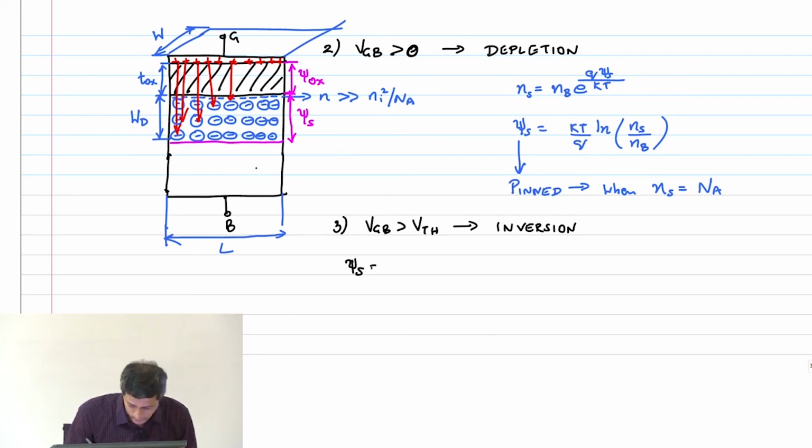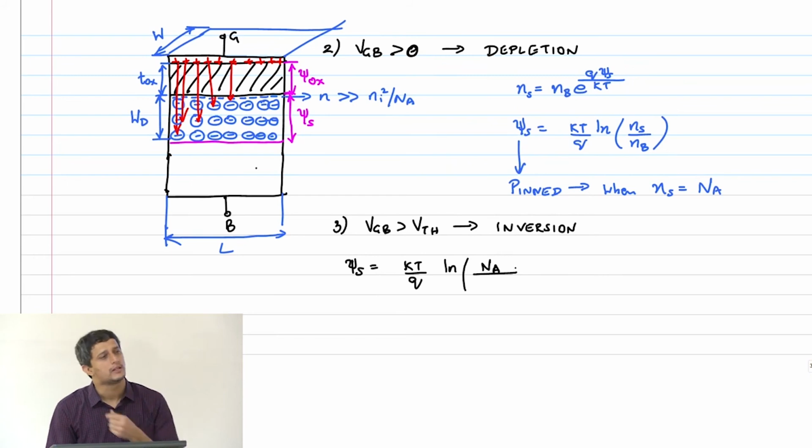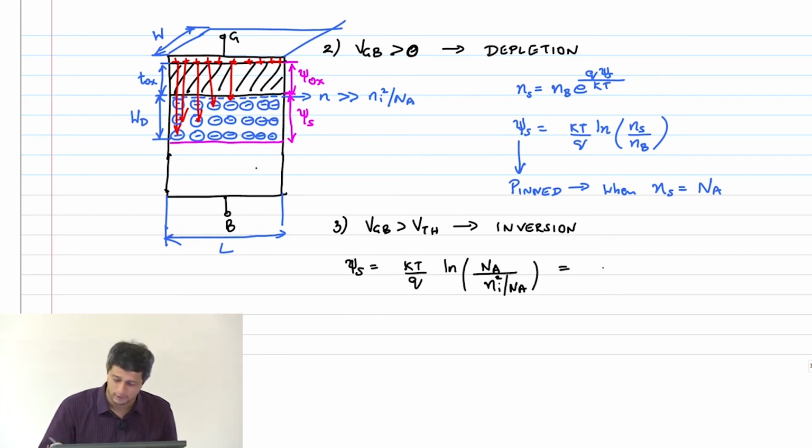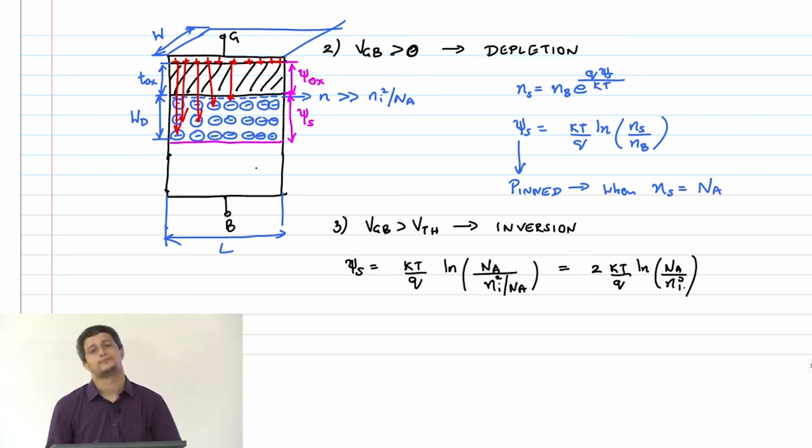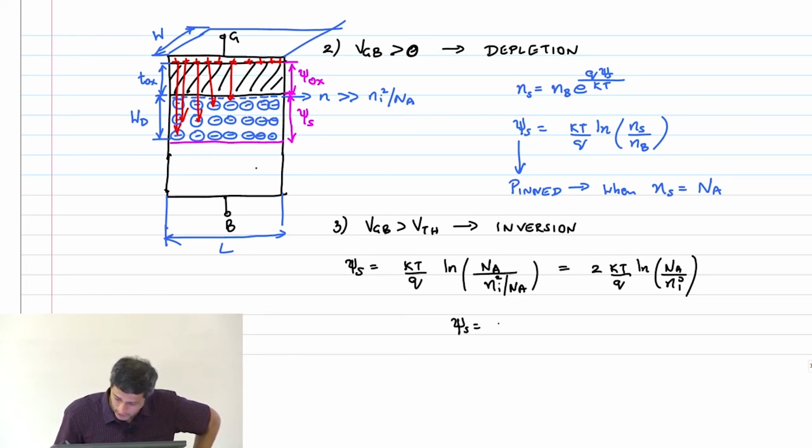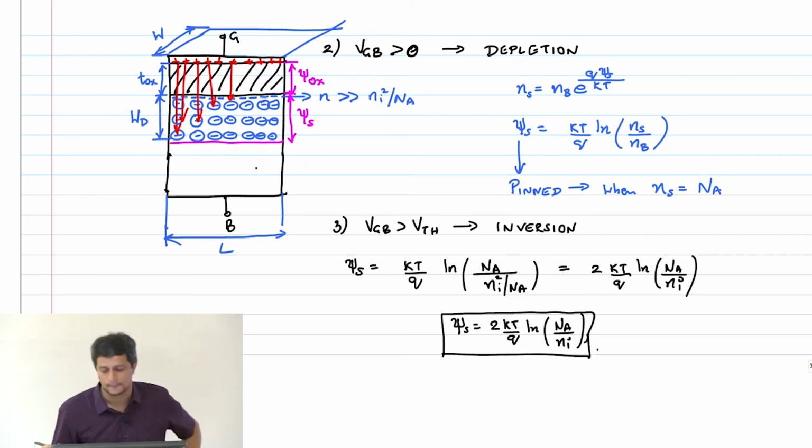So now let us calculate this surface potential that is going to get pinned. What is this psi s? It is kT by q ln of, we said that the surface electron concentration should be Na. And what is the bulk electron concentration? Ni squared by Na, since the hole concentration is Na. So this is Ni squared by Na, and therefore you can write this as 2 kT by q ln of Na by Ni, bringing the square out of the ln. So this is a very important surface potential term, 2 kT by q ln of Na by Ni.